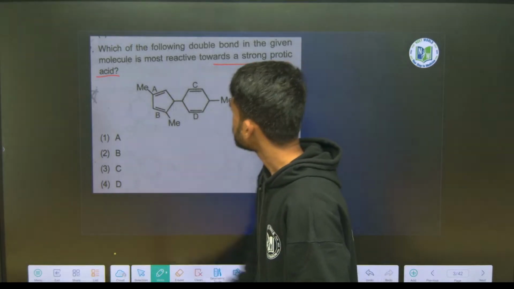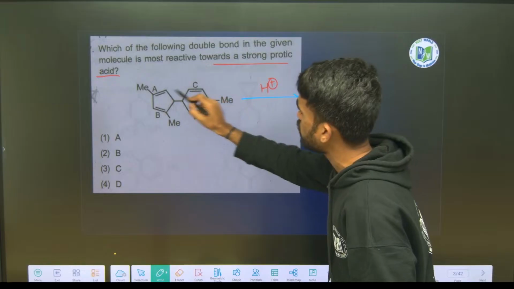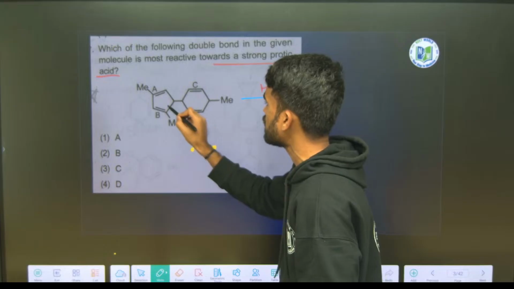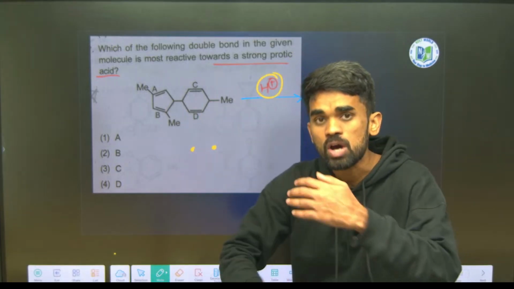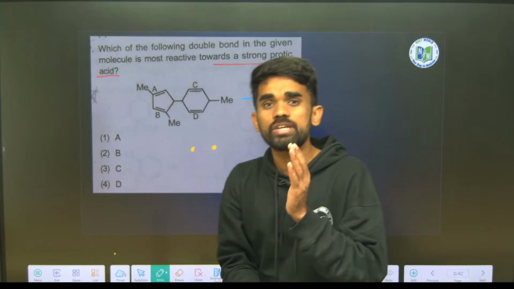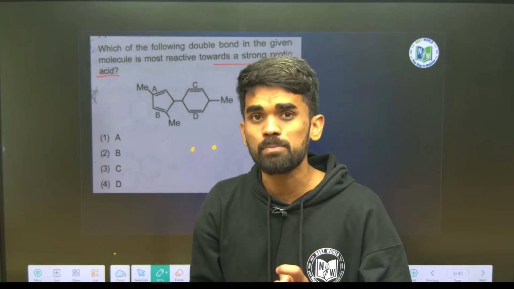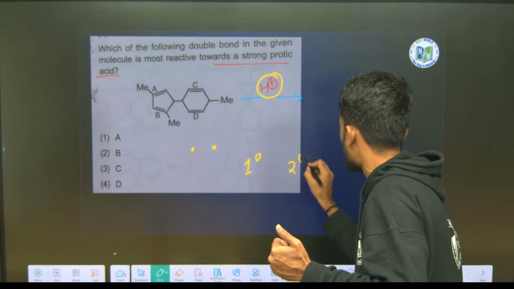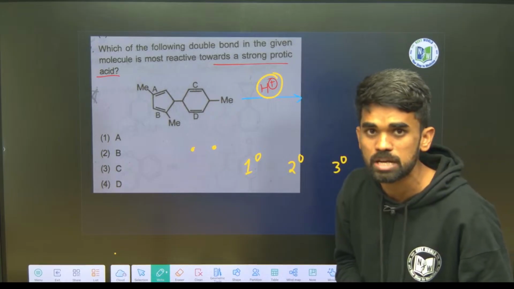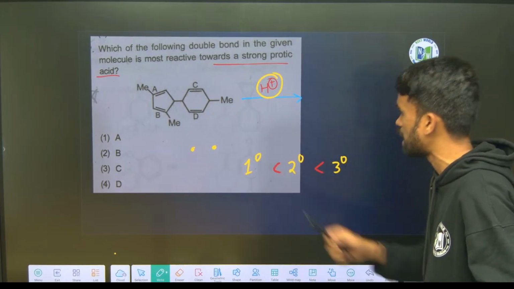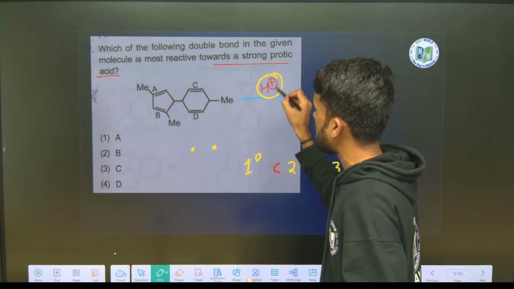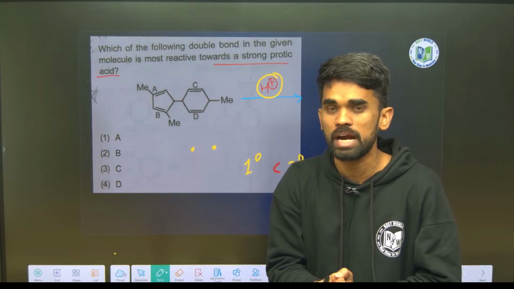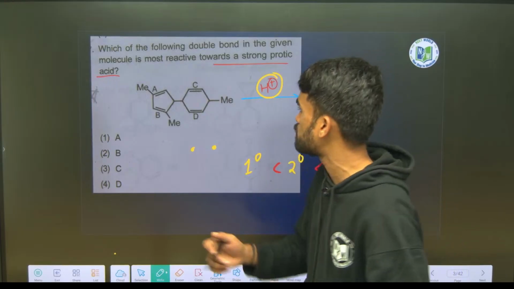If we add this H plus ion to any of these double bonds, the pi bond is nothing but electrons, so those electrons will accept the H plus ion. After accepting the H plus ion, we should get a more stable carbocation. What is the carbocation stability order? Between primary, secondary and tertiary carbocation, the tertiary carbocation is more stable. So after adding H plus, we should get a tertiary carbocation that can be stabilized by hyperconjugation.